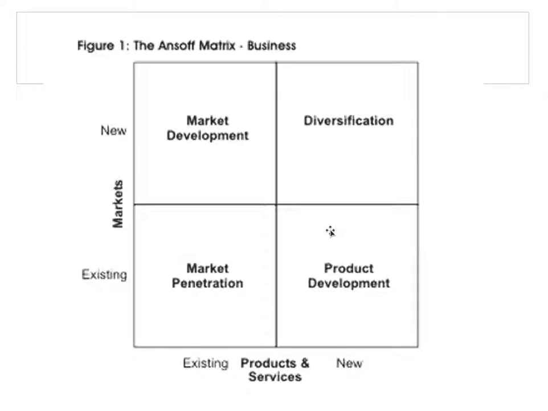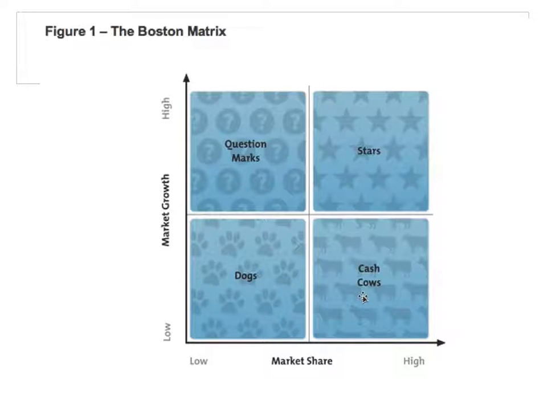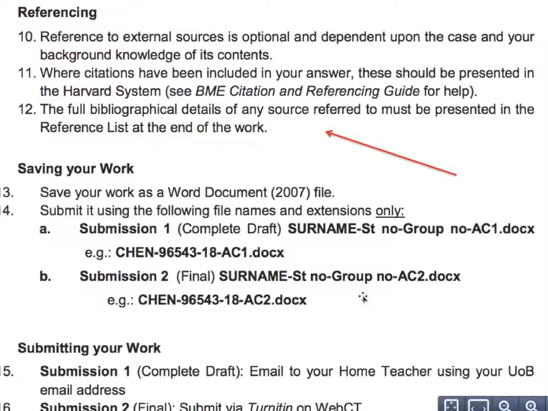Also, the Ansoff matrix, where you could possibly recommend that the company goes for market penetration, diversification, or product development. That's a possibility. You've got the Boston matrix for analyzing the current situation of the product. So, is the product currently a cash cow, or is it a dog at this moment?